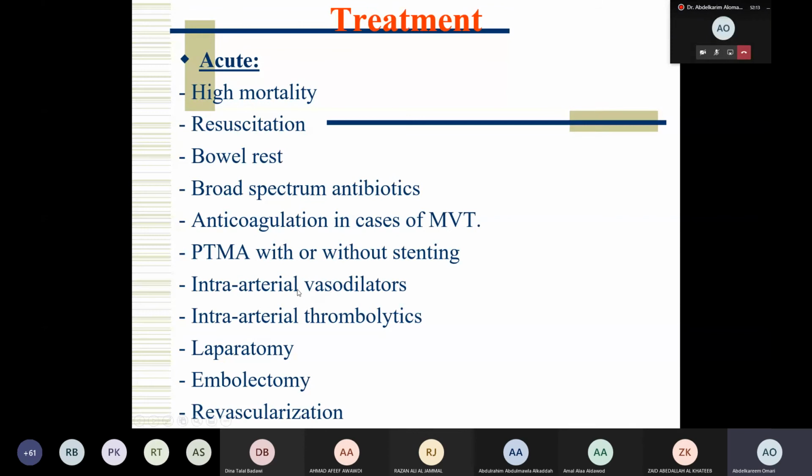Sometimes بنفوت بالاوعيه الدمويه، طبعا عندنا اخصائيين الاوعيه الدمويه والاشعه، فبفوت بالميزنتريك هذا وبحط لنا ستنت، بحط لنا شبكه صغيره مشان يستمر الدم نازل عليه. طبعا بالتدريج هاي بنعملها انترا ارتيريال، وبنفس الوقت نعطي انترا ارتيريال فازو دايليترز، مواد بترخي الارتري مشان يسوي لنا فازو دايليتيشن مشان الدم يمشي. انترا ارتيريال ثرومبوليتكس نعطي. اذا ما فاد يا اخوان بنسوي لاباراتومي وامبولكتومي مشان نعمل ريفاسكولارايزيشن.